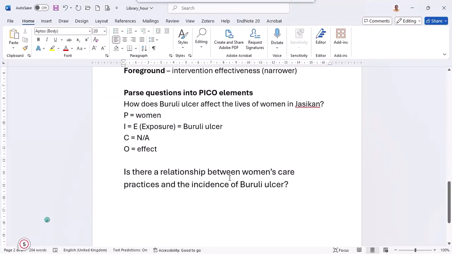So let's look at it. Is there a relationship between women's care practices and the incidence of Buruli ulcer? Now, I want us to logically analyze this question. Can anybody tell me whether this question is researchable or not, in terms of the logic, the sequence of concepts here, women's care practices and the incidence of Buruli ulcer? Anyone? What do you have to say about this question?